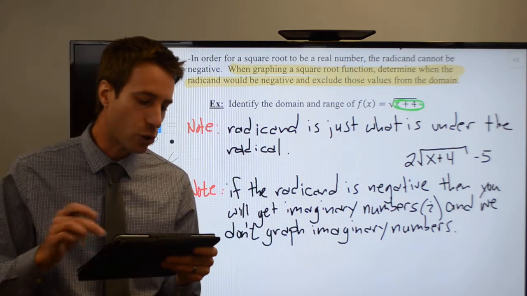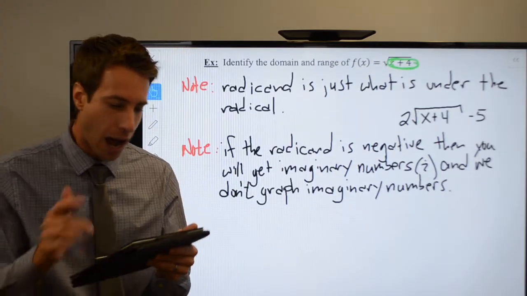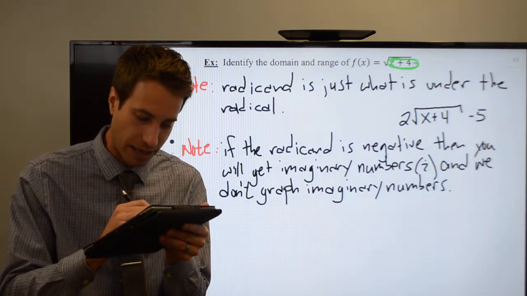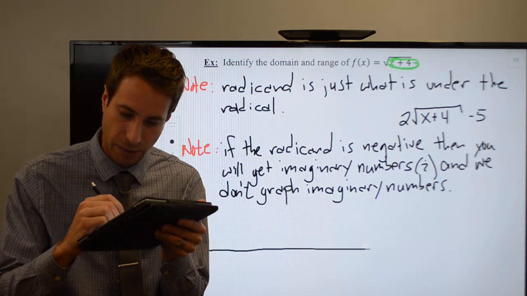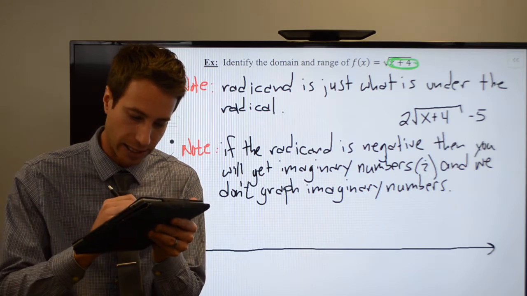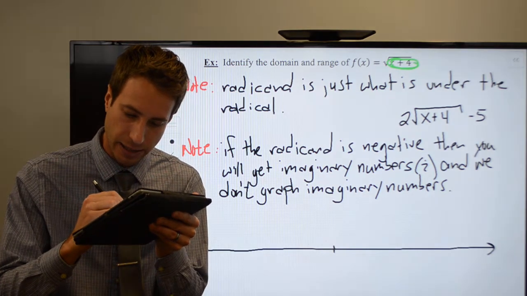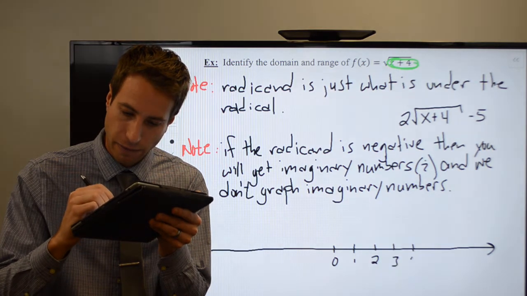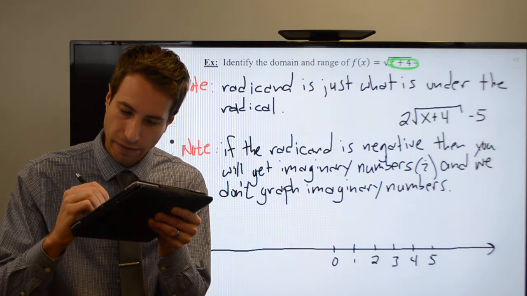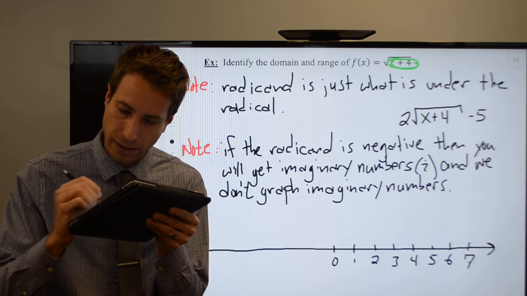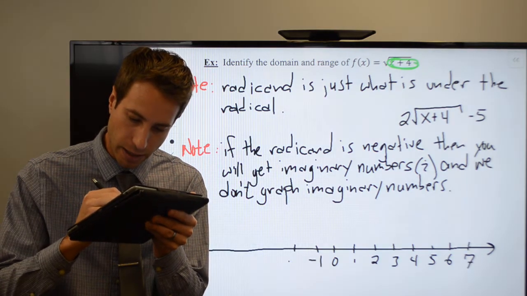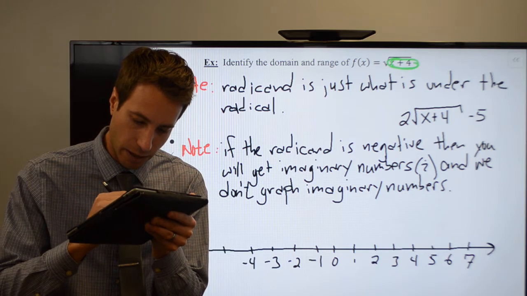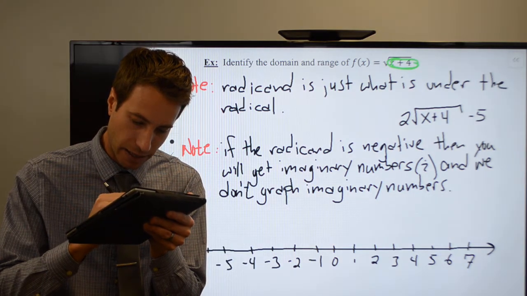Now, another real quick note here. Let me show you how this works by doing a number line. I think this will make a lot of sense for you guys out there. As you're watching this, let me draw you a number line. 0, 1, 2, 3, 4, 5, 6, 7, negative 1, negative 2, negative 3, negative 4, negative 5, negative 6.